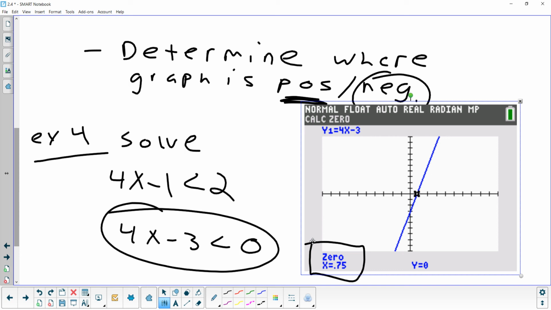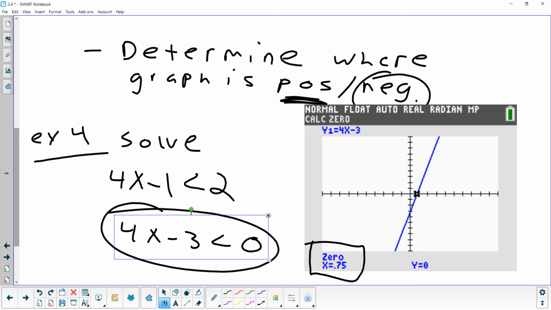Try plugging in 10. 4 times 10 is 40. 40 minus 3 is 37. 37 is not less than 0. So plugging in numbers bigger than 0.75 doesn't work. We want numbers smaller. If you want to check a number smaller, an easy one is 0. 4 times 0 is 0. 0 minus 3 is negative 3. Negative 3 is less than 0.